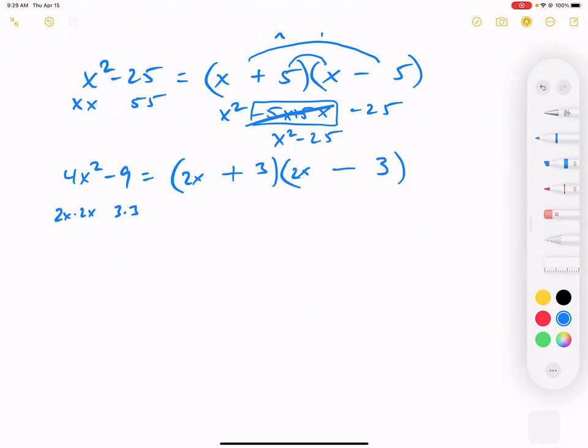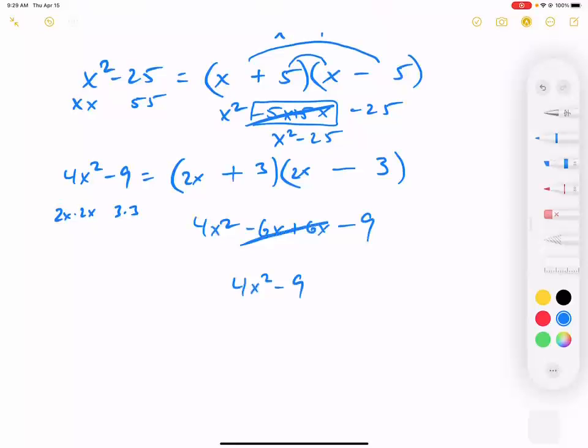And when we double check, 2x times 2x in the front is 4x squared. We can do the back: 3 and negative 3 become negative 9. What happens in the middle? Well, we would end up with a negative 6x plus 6x. As you can see here, they all cancel out, leaving me just the front and the back.